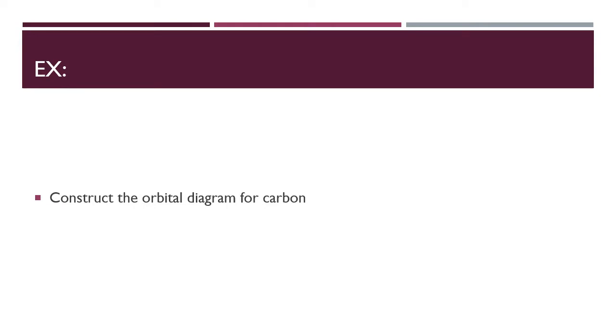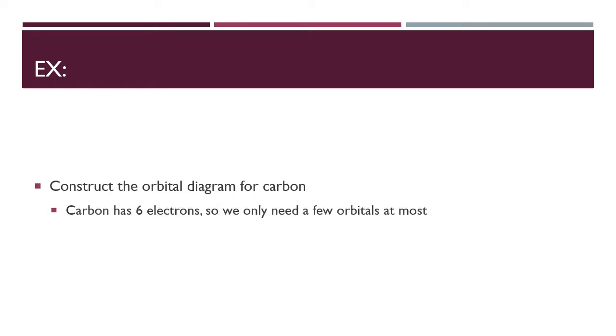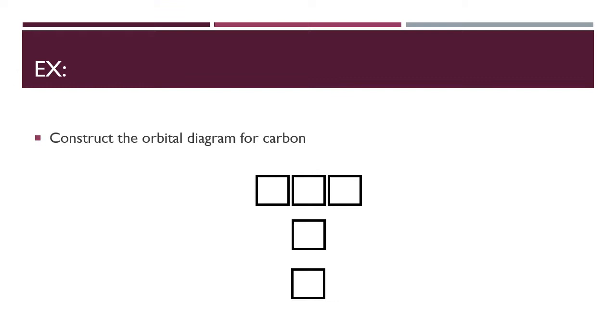So let us practice and construct an orbital diagram for carbon. Carbon has 6 electrons. And so because of this, we're only going to need a few orbitals at most. We really should only need 3. However, in order to gain a third orbital, I need the p, so I will draw the boxes for all 3 of the p orbitals in case I need to follow Hund's rule or any other rule. So currently, we have boxes to represent the 1s orbital, the 2s orbital, and the 2p orbital drawn and ready for arrows to be placed in.